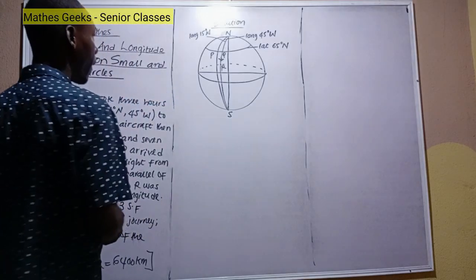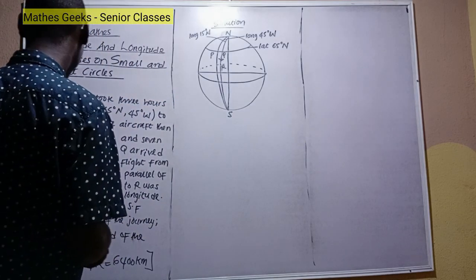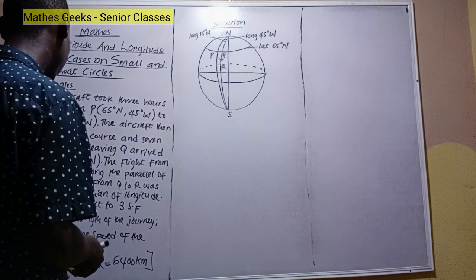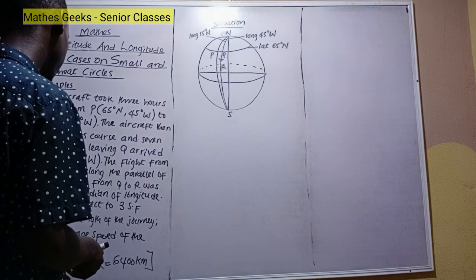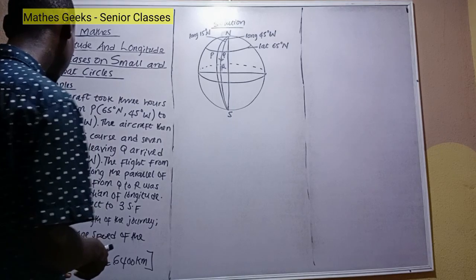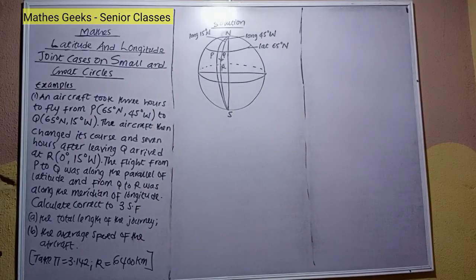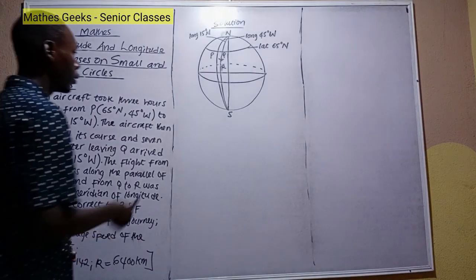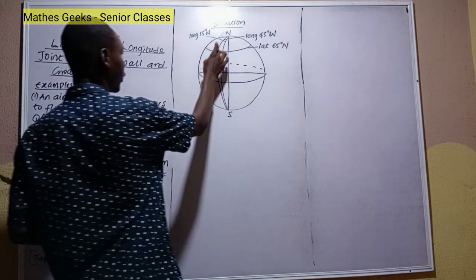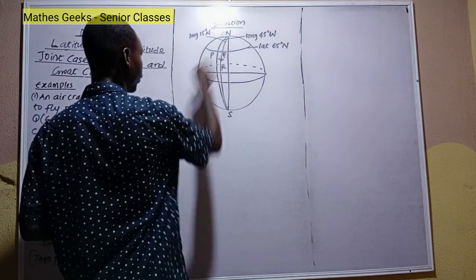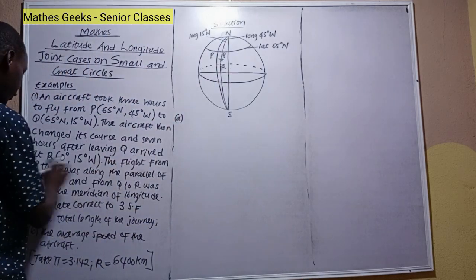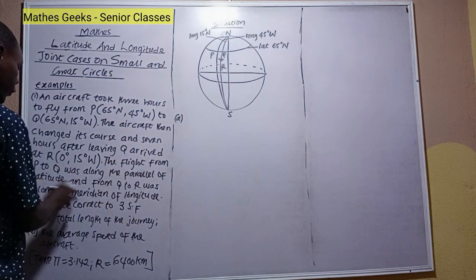So this is the diagram, and the flight from P to Q was along the parallel of latitude, and from Q to R was along the meridian of longitude. To calculate, correct to 3 significant figures, A, the total length of the journey. So let's get A. First of all, let's get the length of the journey from P to Q, and that's along the parallel of latitude.